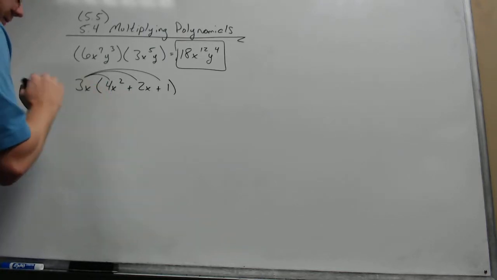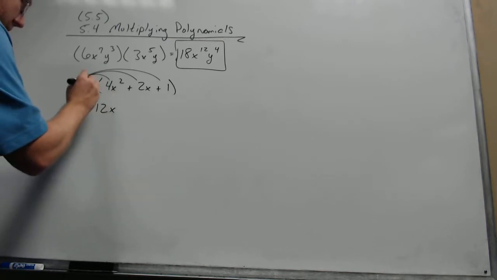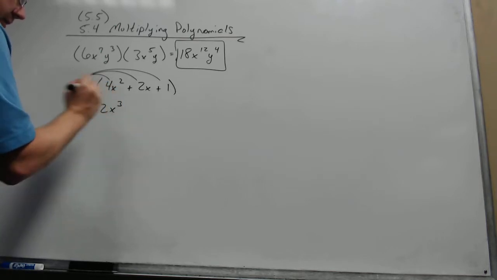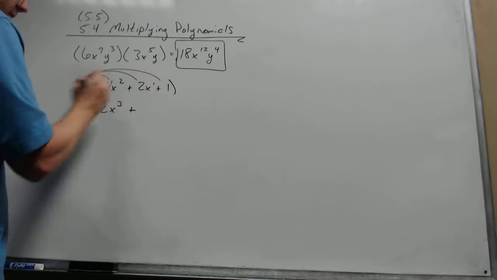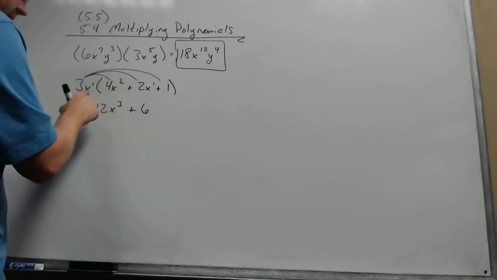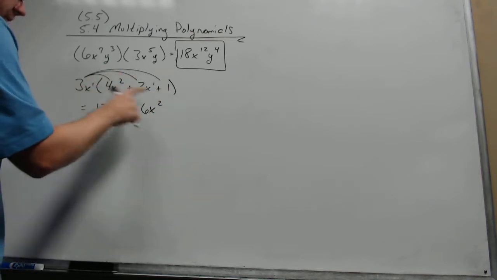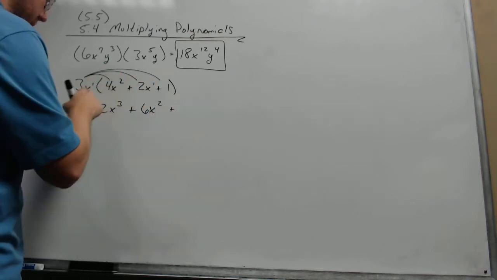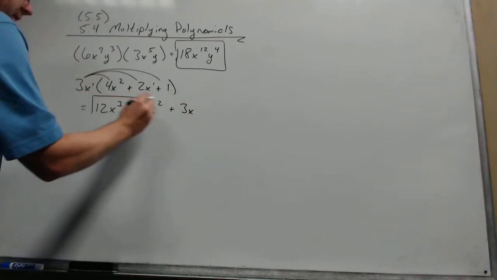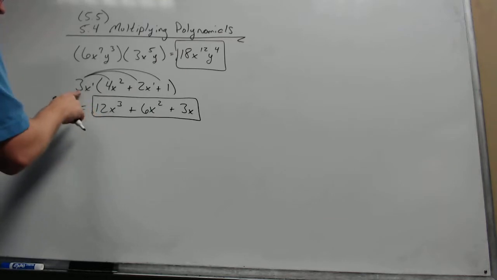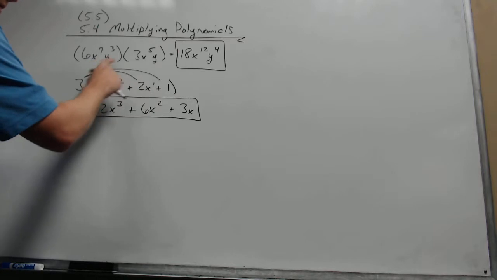So 3x times 4x squared, sure, that's going to be 12, add our exponents, x to the 3rd. 3x times 2x, 3 times 2 is 6, and x times x, add the exponents, and we get x squared. 3x times 1, well, that's not too bad. Anything times 1 is itself. It's going to be 3x, and we're done. Multiplying a monomial times a polynomial isn't anything special. We're just creating 3 of these smaller problems.